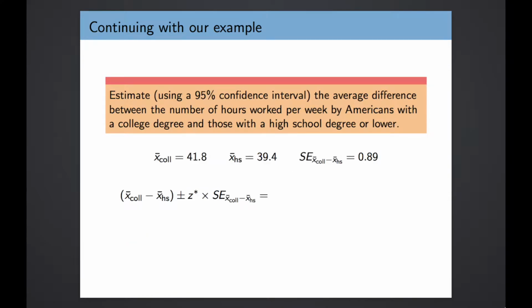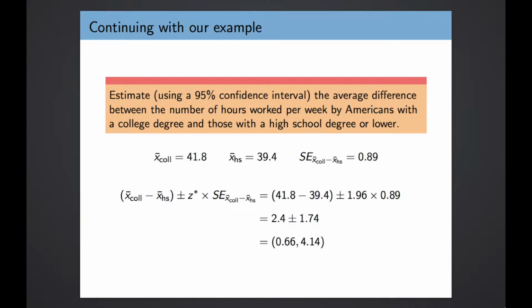Now that we've worked out the standard error, we have all of the information that we need to estimate the difference between the number of hours worked per week by people with a college degree or higher and a high school degree or lower, as well as construct a 95% confidence interval around that estimate. So the formula for doing this is to find our point estimate, which is this difference in means, plus or minus the critical value times the standard error that we have. So if you want to, you can take a minute and pause the video and see if you can work this out.